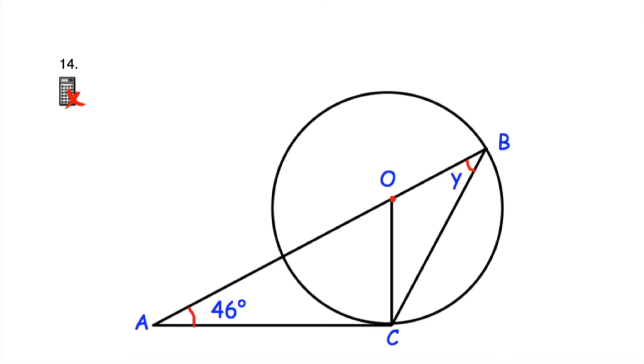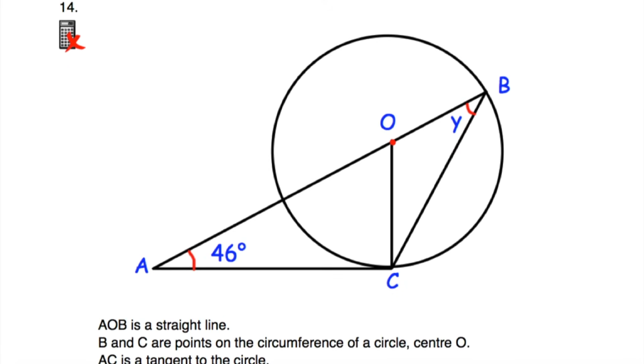Okay, let's have a look at our next question, question number 14. We've got this circle and we're told that AOB is a straight line. So that's a straight line. And that the points B and C are points on the circumference of the circle, center O, and AC is a tangent to the circle. AC is a tangent to the circle, and OC is a radius, so the tangent and the radius will meet at 90 degrees. So I'm going to put that 90 degree angle in there.